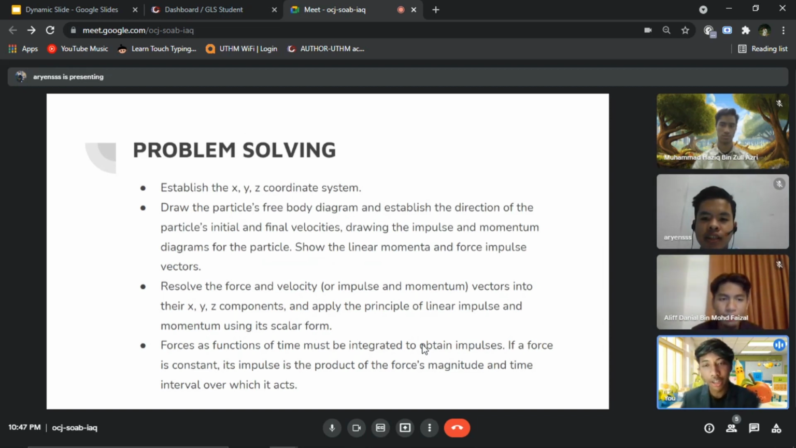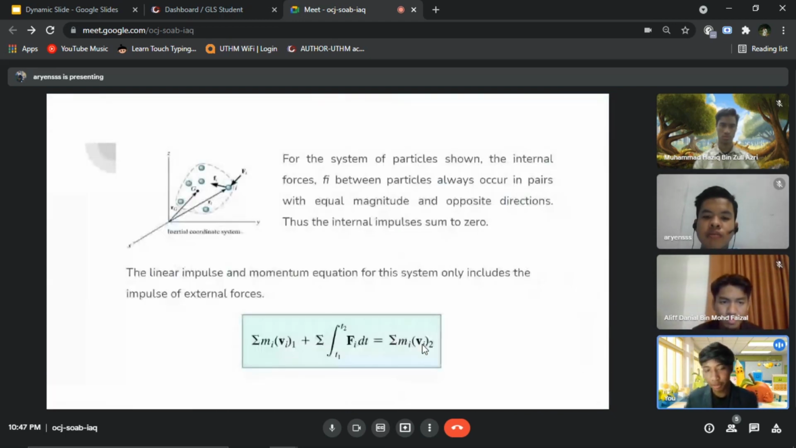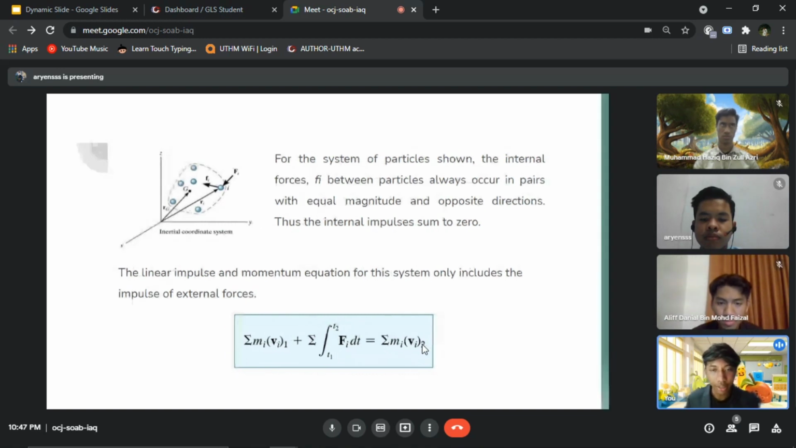Okay. So for the principle for a system of particles, this is the same as the previous, but this is for internal impulses. So when we have a ball, this ball has two forces, the forces left and right. When we sum them, we get 0, so we can ignore it. It's just for internal only. So next, we go to conservation of linear momentum.